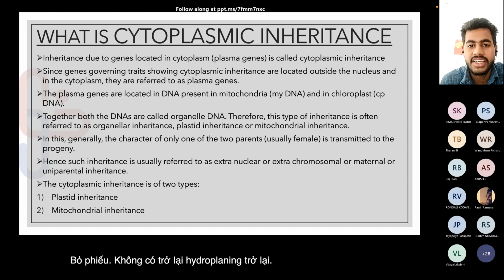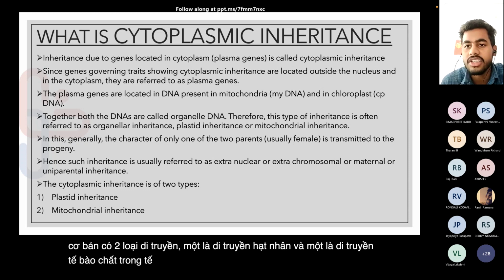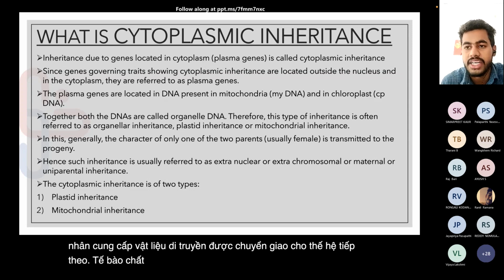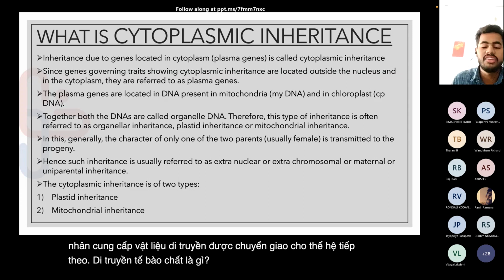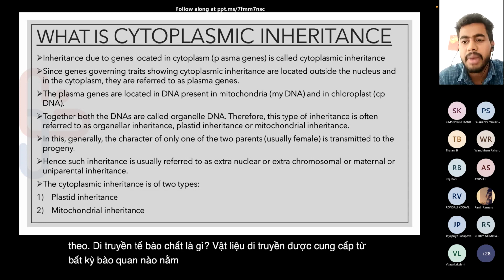What is cytoplasmic inheritance? Basically, there are 2 types of inheritance. One is nuclear inheritance, and the other is cytoplasmic inheritance. In nuclear inheritance, the nucleus provides the genetic material to be transferred to the next generation. But in cytoplasmic inheritance, the genetic material is provided from any of the organelles located inside the cytoplasm, for example, either mitochondria or plastid.